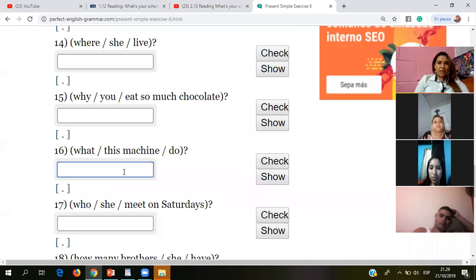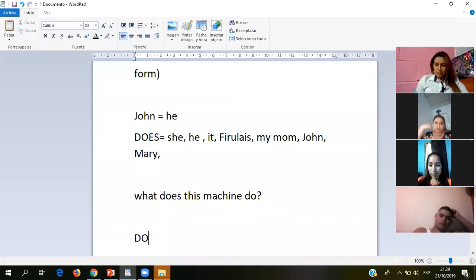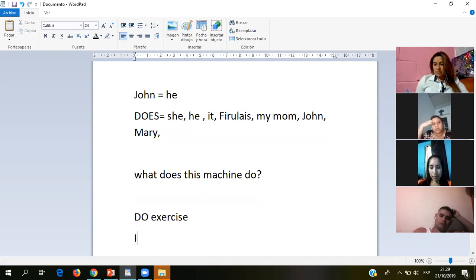Porque es does, y termina en do. ¿Cómo sería esa? Está buenísima su pregunta. What does this machine do? Fíjese acá. Porque do, además de ser un auxiliar, es un verbo también, que significa hacer. Por ejemplo, do exercise, I do homework. Entonces hay que tratarlo como un verbo también. Parece repetido, pero no.